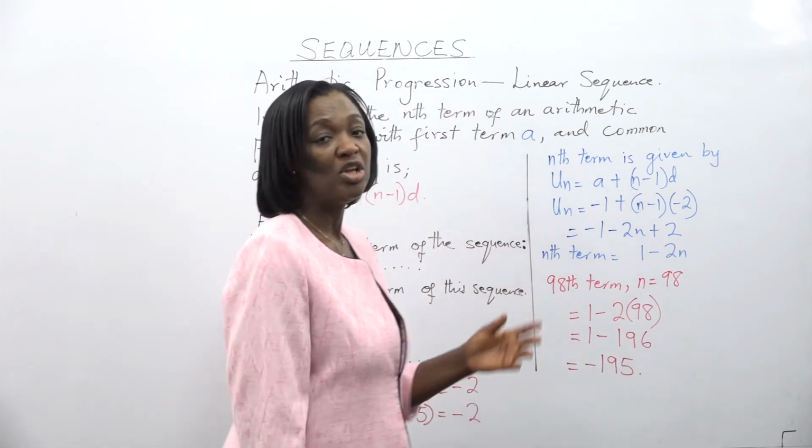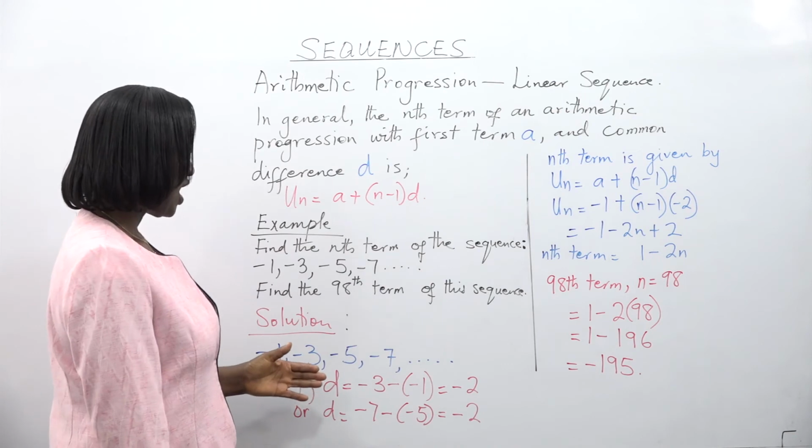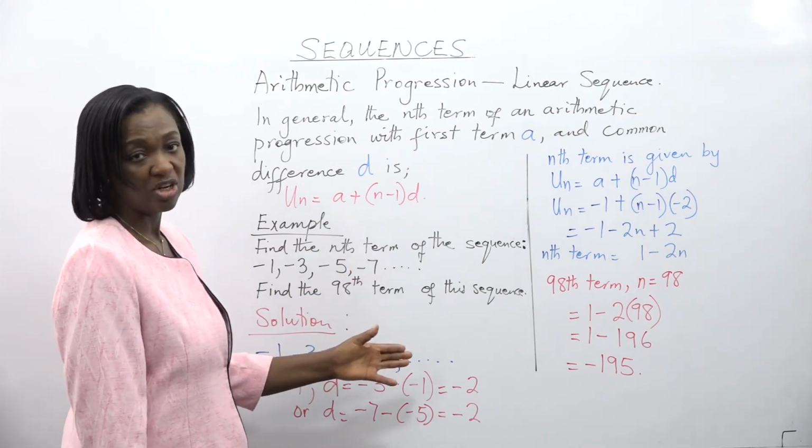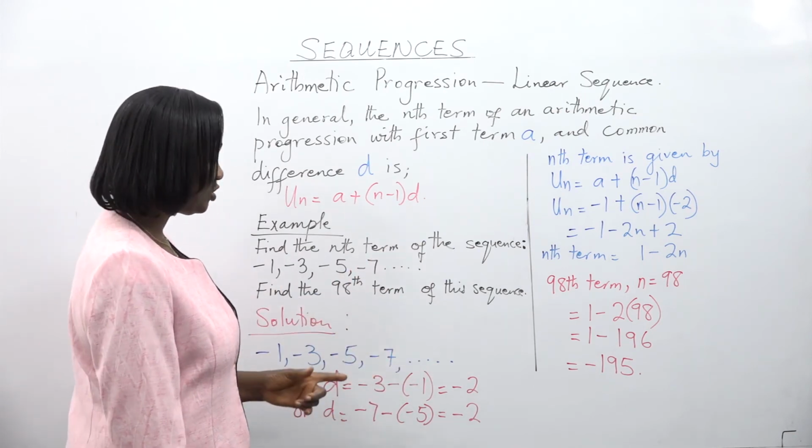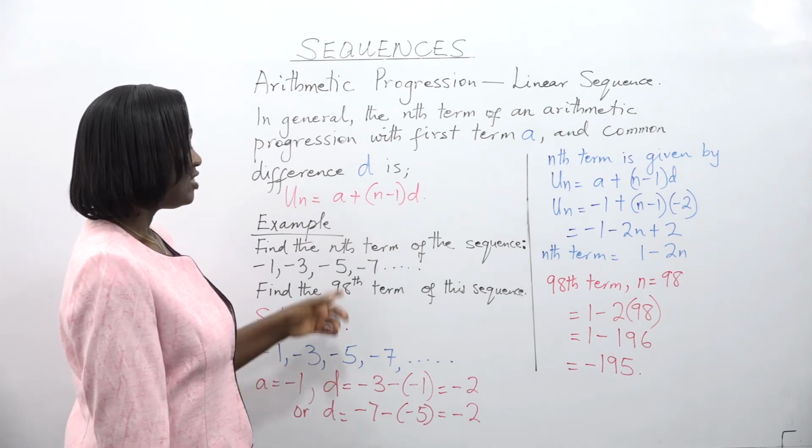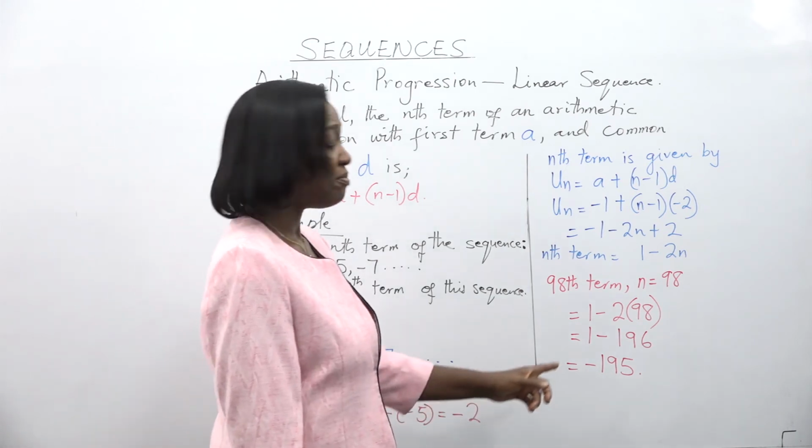And 1 minus 196 is equal to minus 195. So assuming you continued this sequence and just kept subtracting 2, decreasing by 2, until you get to the 98th term, the number you would have there will be minus 195.